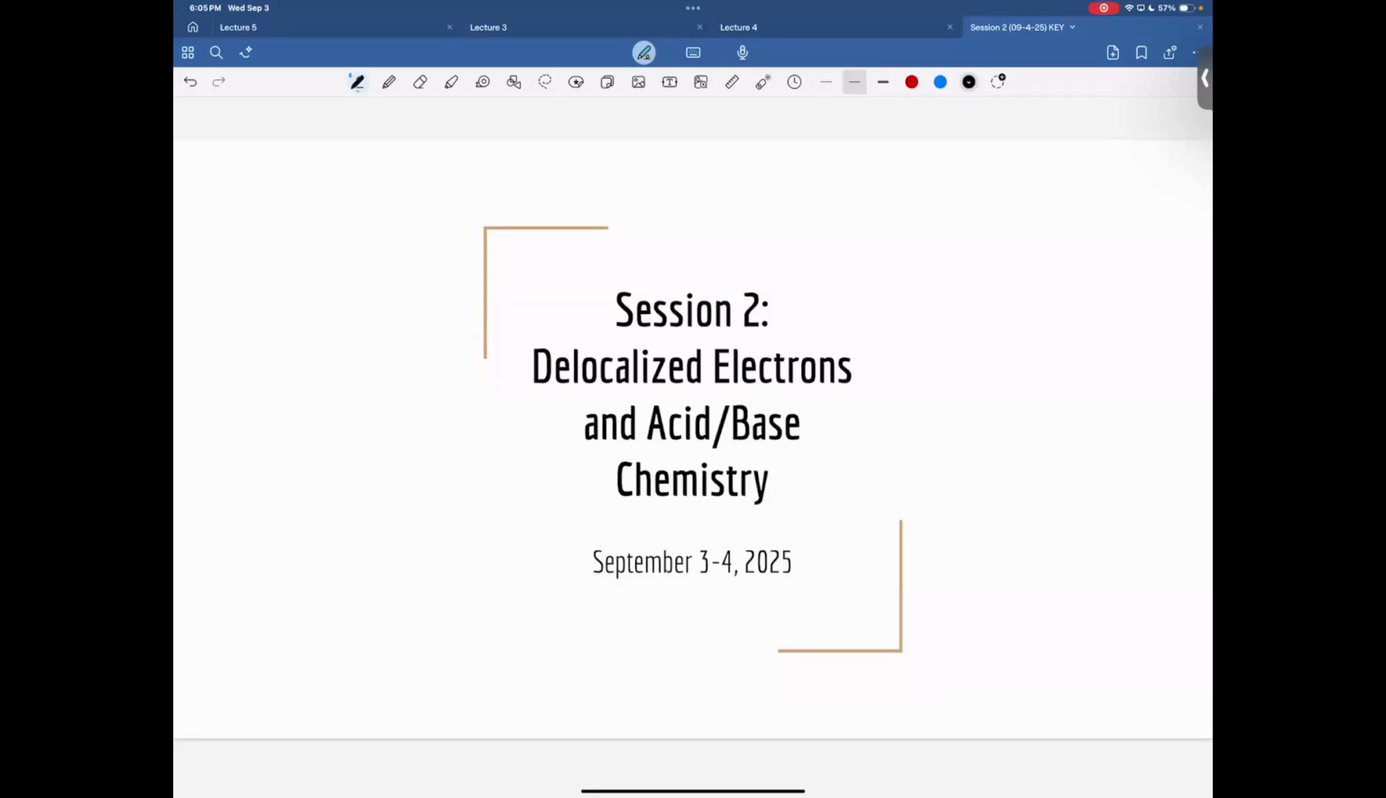Session 2 is going to focus mainly on delocalized electrons and acid-base chemistry. Delocalized electrons meaning we're going to do a lot of resonance structures here. And acid-base chemistry, pretty sure Jeski might have started acid-base chemistry, right? I know Dr. Rai hasn't, but you'll learn about it today.